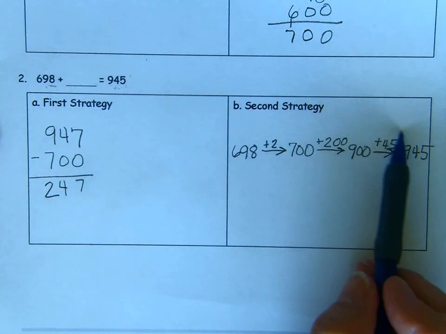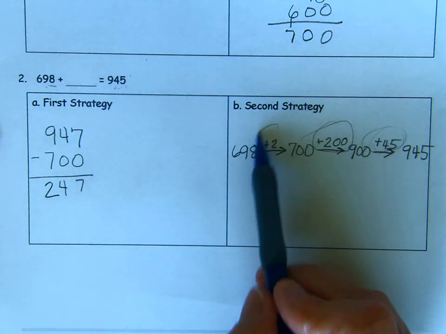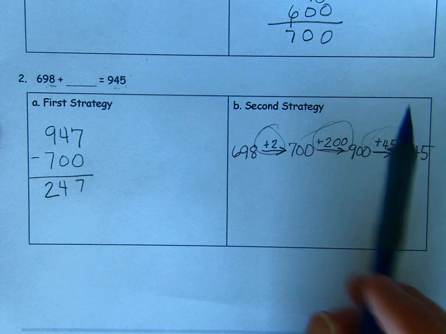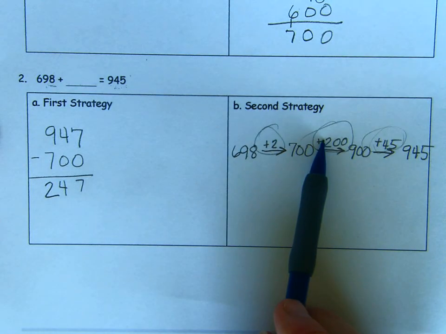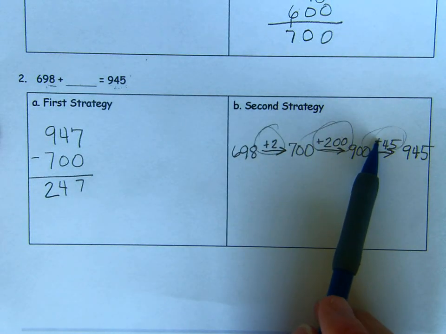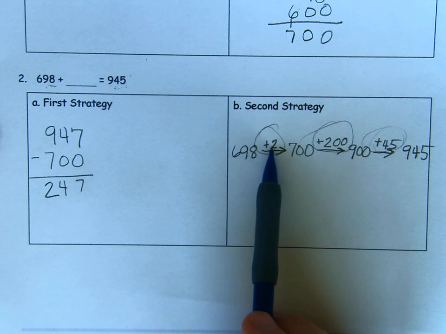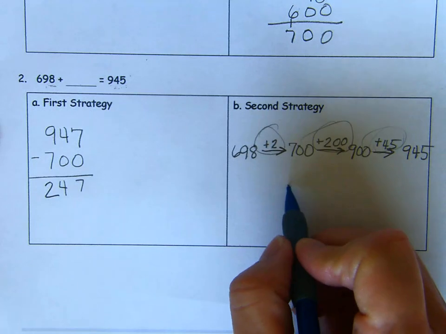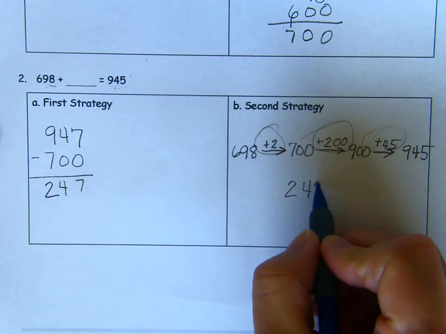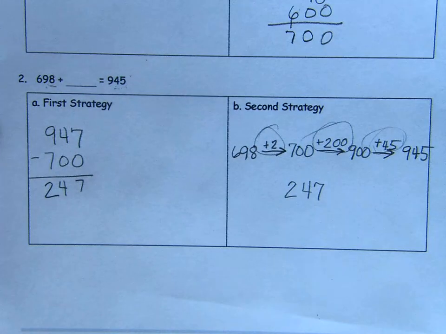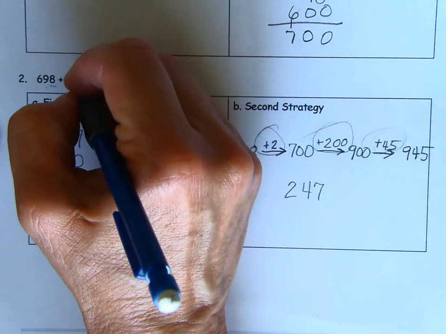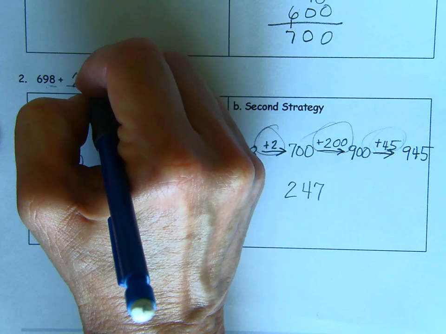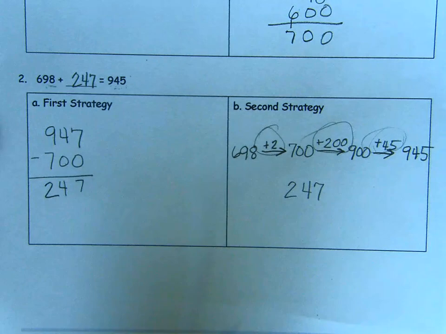Now I need to add these 3 numbers together. So we would have 200 plus 45, 245, and then 2 more, 246, 247. That is the same as what I got when I did compensation. 247. And I used 2 different ways.